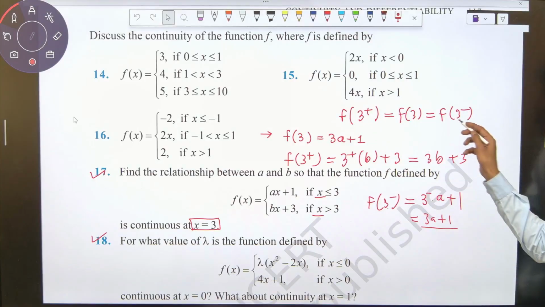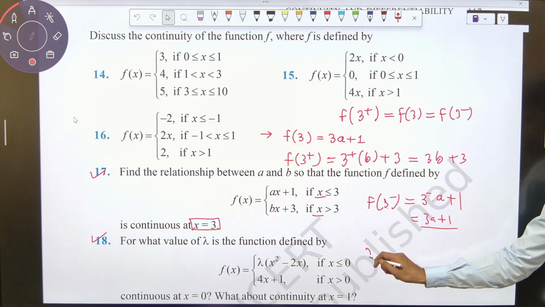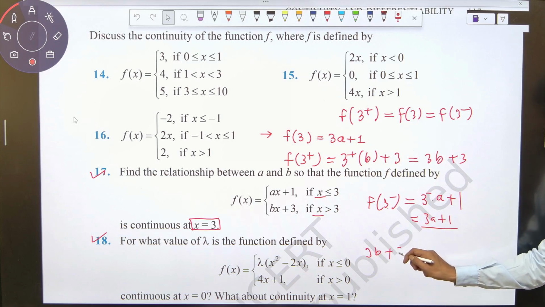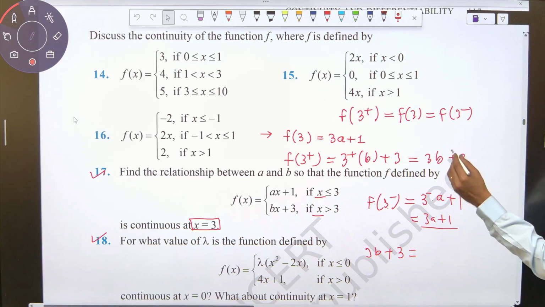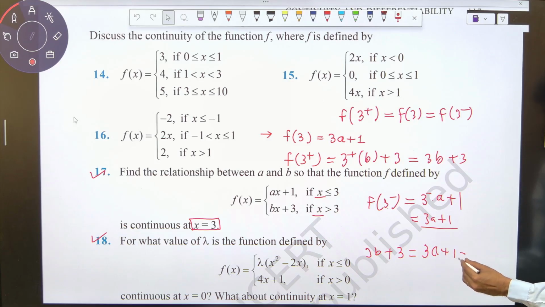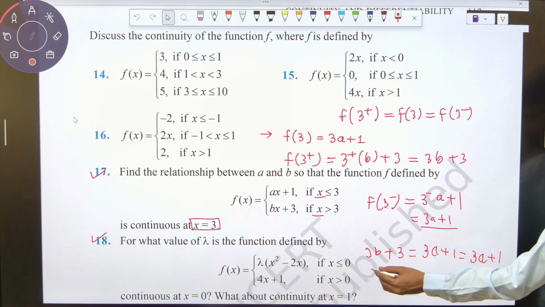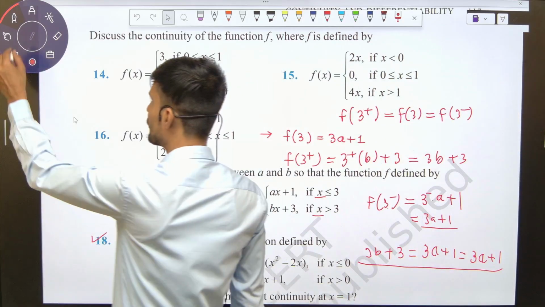Now all three should be equal, so I will write all three things equal here. What is f of 3 plus? 3b plus 3. So I write 3b plus 3 is equal to f of 3, that is 3a plus 1, and that is equal to this 3a plus 1. Now do you remember, when we get this equation, how we solve it? How many of you remember that part?